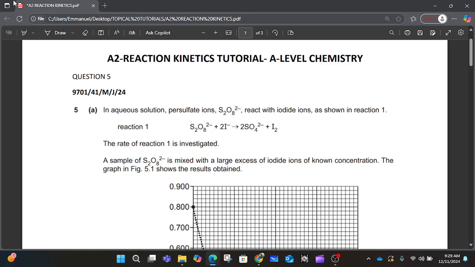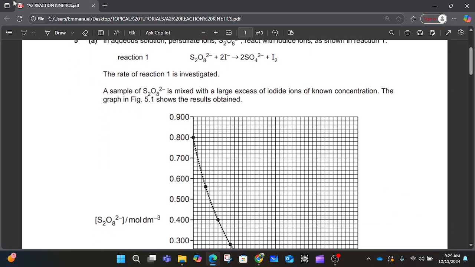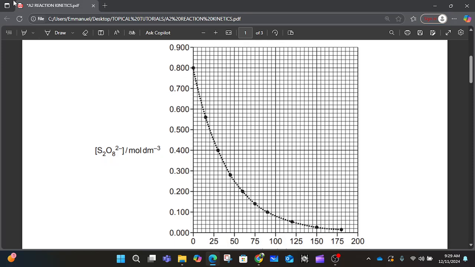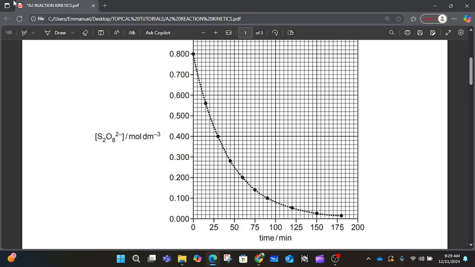A sample of S2O8 2- is mixed with a large excess of iodide ions of known concentration. The graph in Fig 5.1 shows the results obtained. So this is the graph in Fig 5.1 where concentration of S2O8 2- is plotted against time in minutes.